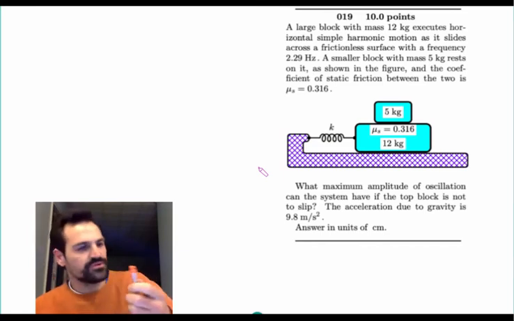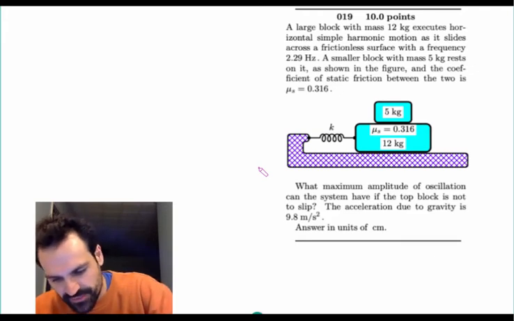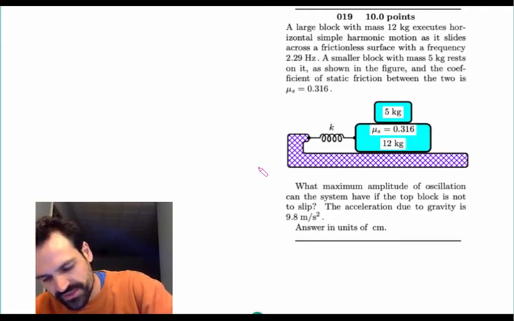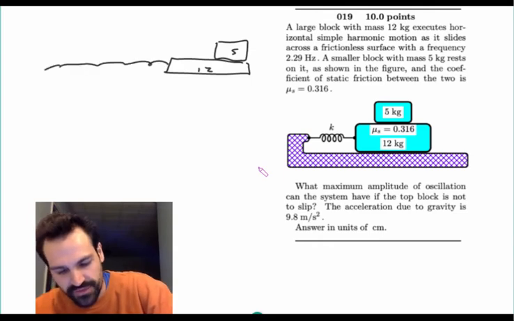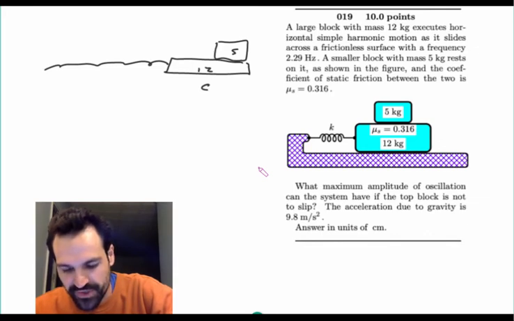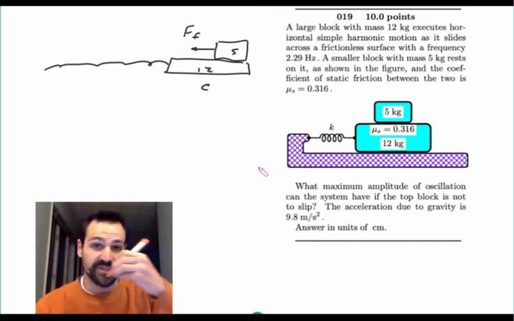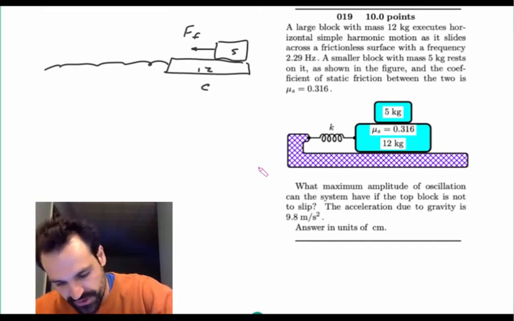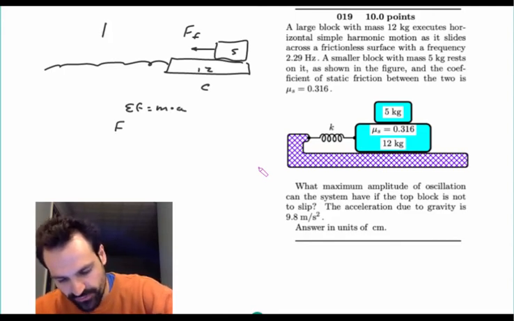So my first main thought is for the top block to not slip, the time where it's most likely to slip is at position C, where it's at a maximum. So we have a 5 kilogram block on a 7 kilogram block, and it's at position C, meaning maximum amplitude, because that's when acceleration is going to be the greatest. So for the top block, the only force acting on it is the force of friction. So the net force on the top block equals mass times acceleration, or the force of friction equals mass times acceleration.